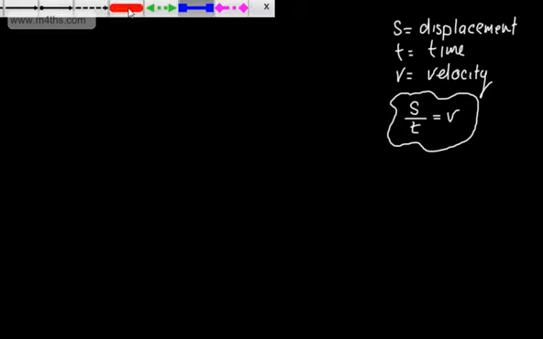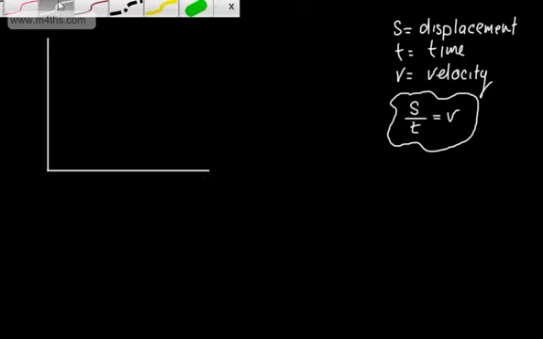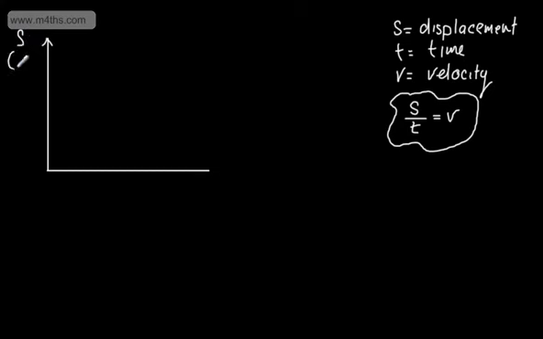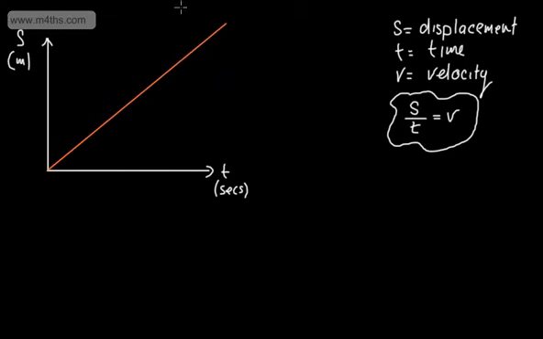If we went ahead and did this on a graph, we would have the vertical axis, and on the vertical axis we will put the displacement in meters. So let's put S, and that's going to be meters, and then we're going to have T, and that will be in seconds. Let's draw a linear function. So we could say technically that displacement is a function of time. So this is a straight line, and we can see that we've got a constant gradient.